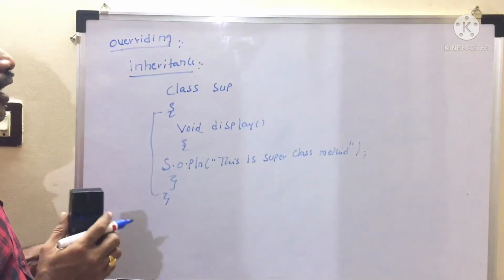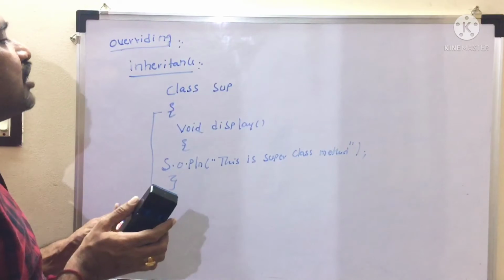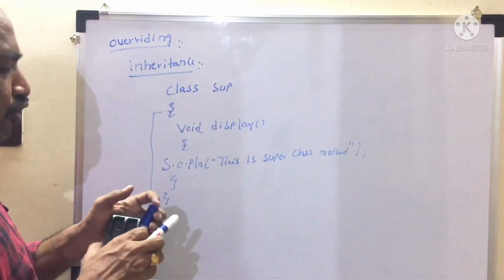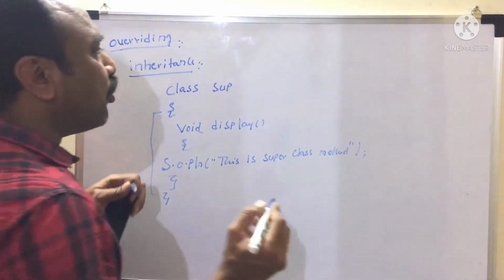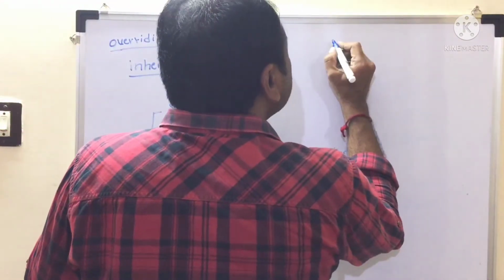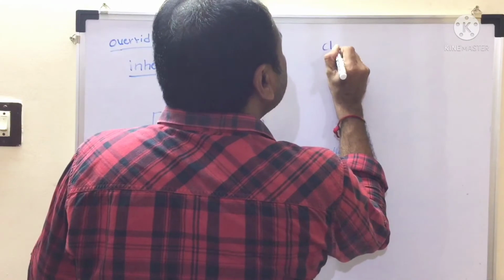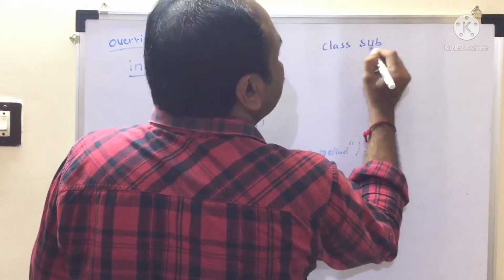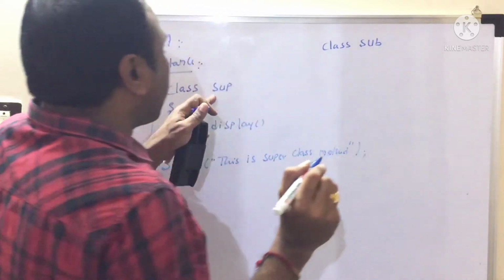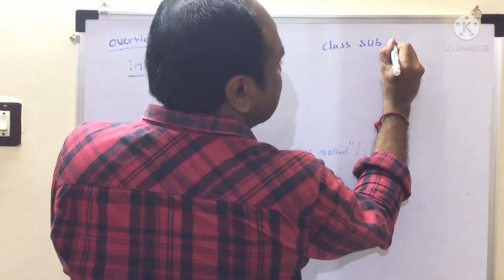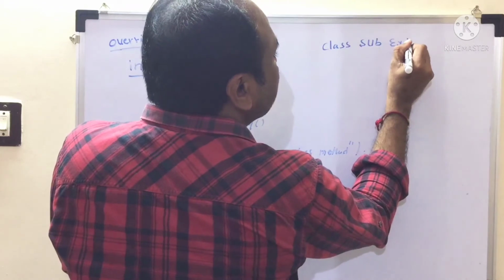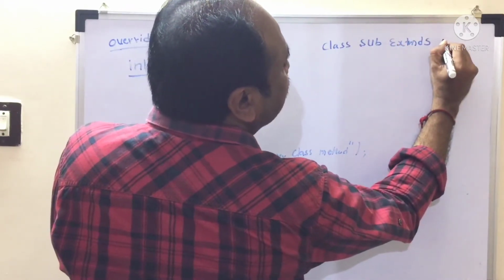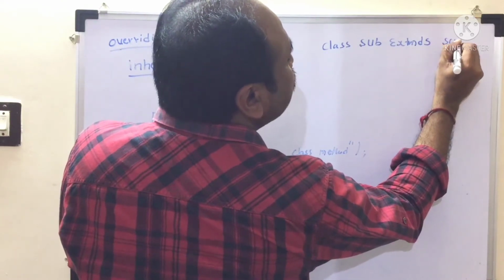What am I doing? I am creating a new class from an already existing class. What is the already existing class? SUP class. Now I am going to create a new class. This class name is SUB class. We are creating this SUB class from the already existing class. In yesterday's class I clearly explained, to create a class from an already existing class, we use the extends keyword.